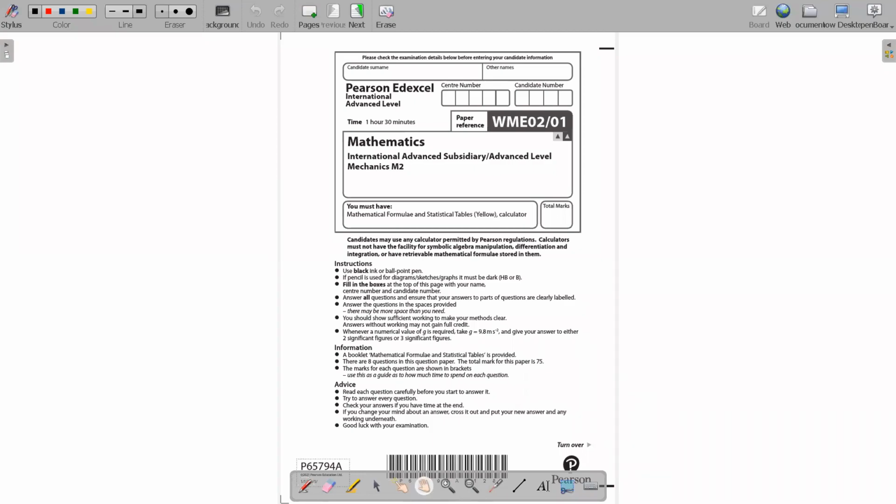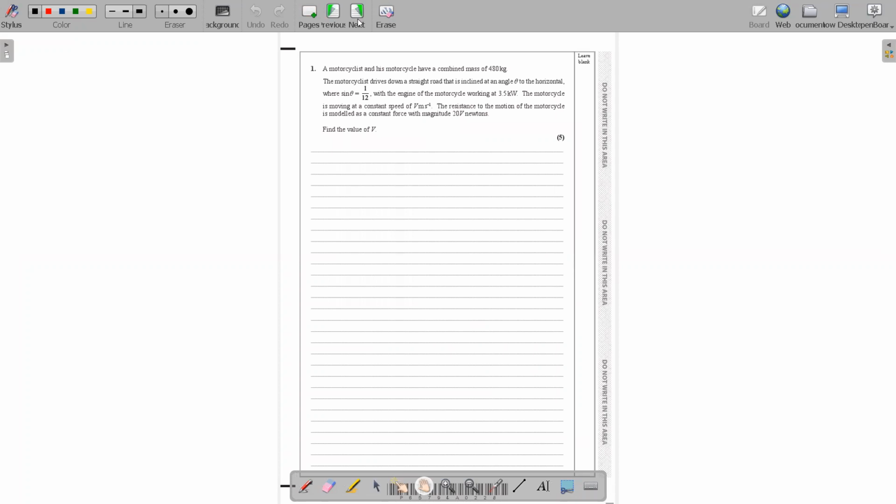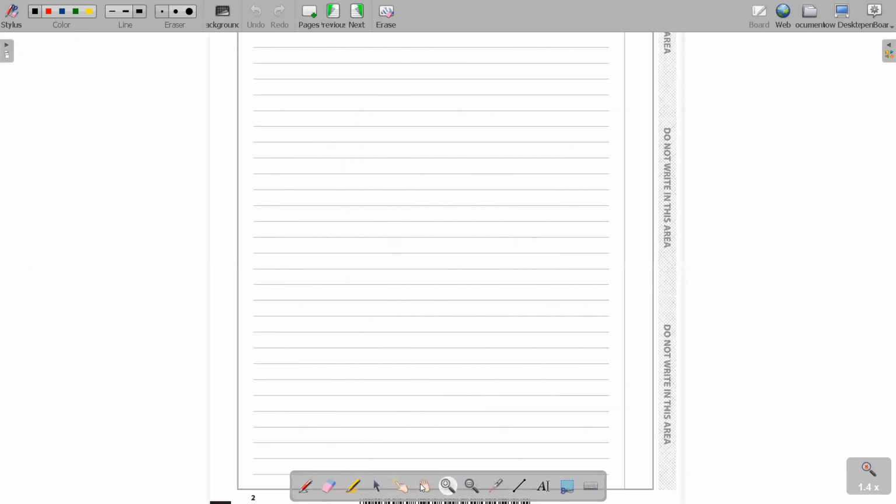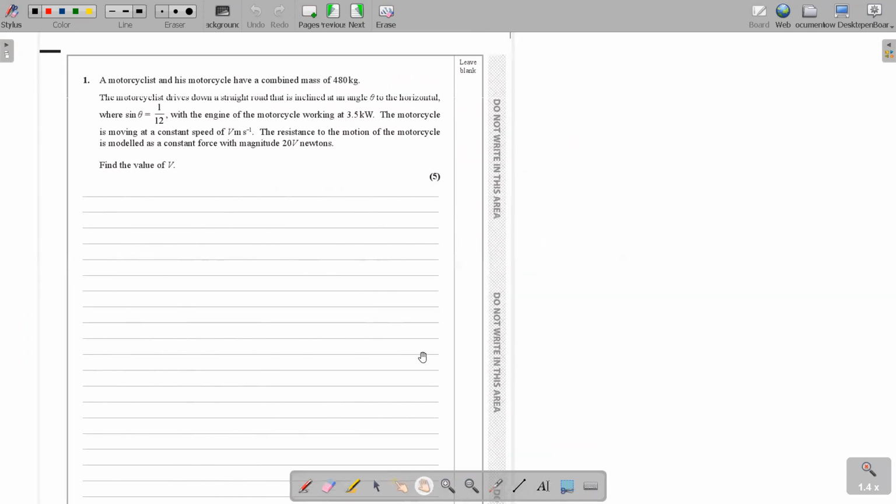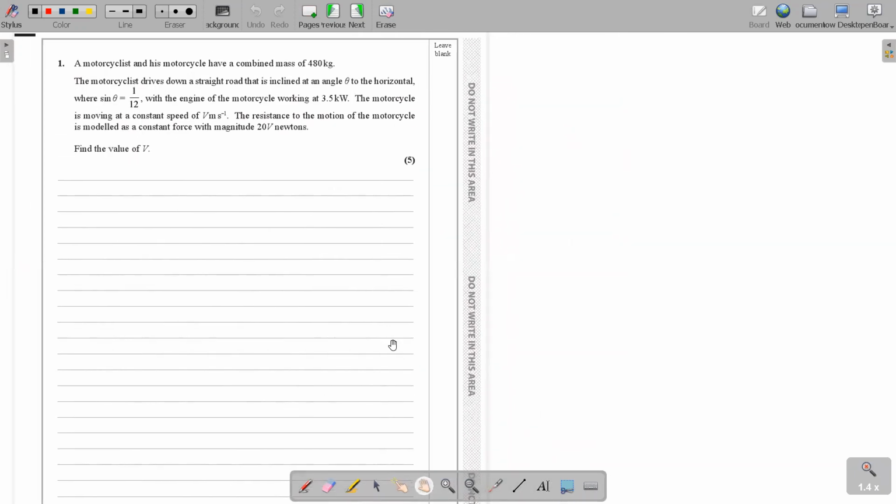Okay, so we will be discussing the June 2021 IAL M2 paper. Then we'll start with question number 1. Read question number 1, children. Question number 1, 5 marks. So 5 marks, 5 minutes.